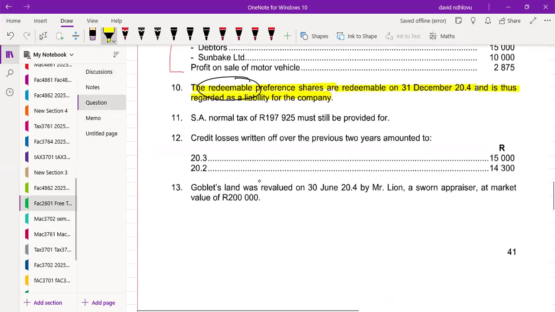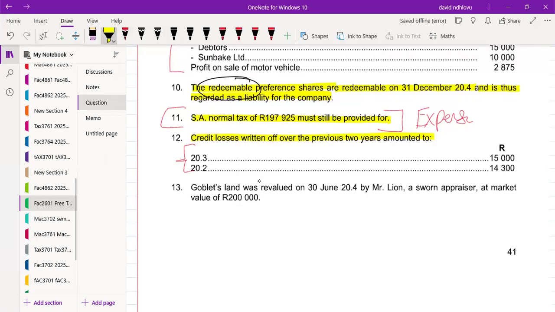Let's continue. Then we have SA normal tax still must be provided. At this level, income tax is given to you. You don't calculate anything. This is an expense. It will go to the P&L under profit before tax. You will calculate this in FAC2701 in the next accounting module, but here this will always be given. Right, the credit losses written off in the previous 2 years amounted to, right, you are given this for disclosure. You don't have a line in your P&L that says credit losses.